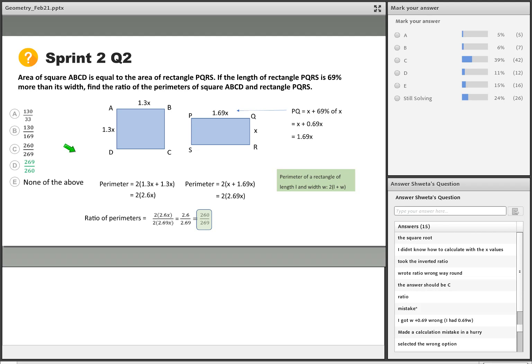Now at this stage we are ready for question number 3 of the sprint. I will clear the responses and open the poll. Please mark still solving.